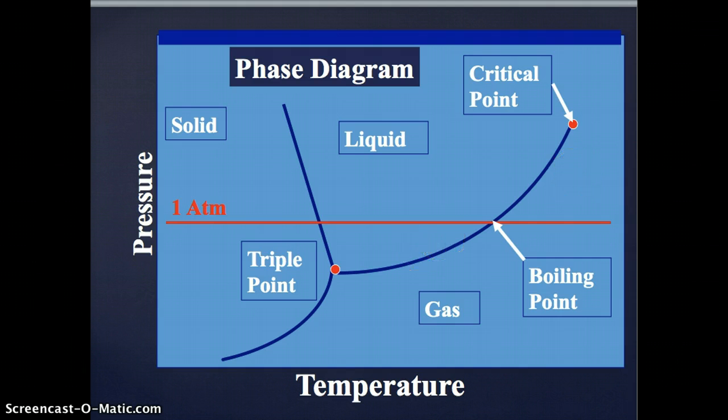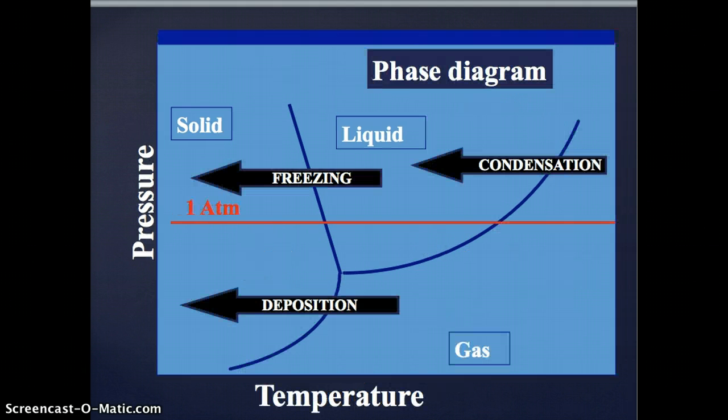And just know the difference between the critical point and the triple point. So again, you have to know these terms. When you go from the gas phase to a liquid phase, that's called condensation. When you go from a liquid into a solid, that is called freezing. When you go from a gas to a solid, that is called deposition.